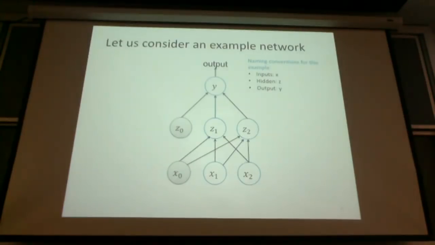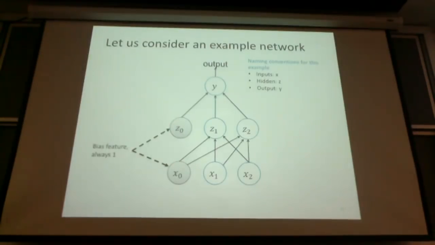Just so that we have some convention, the inputs I'll call x's, the outputs are y's, and there's one hidden layer, let's call them z's. So this is a two-layer network. It's two layers because you count the output layer and the hidden layer.